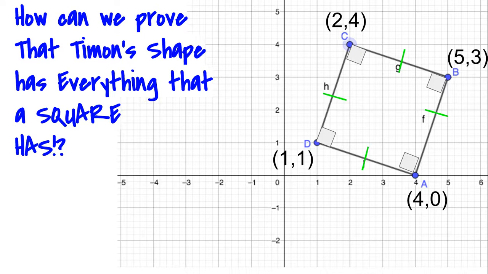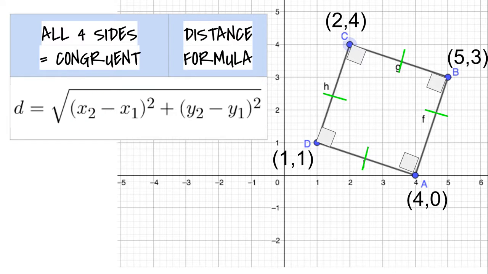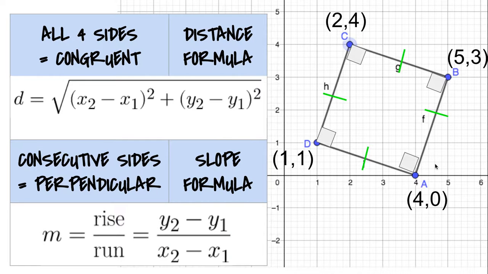So how can we use these formulas to prove that Timon's shape really has everything that a square needs? To prove that all four sides are congruent, we can use the distance formula on all four sides. To prove that consecutive sides are perpendicular, we can use the slope formula, and we're looking for those negative reciprocal slopes.